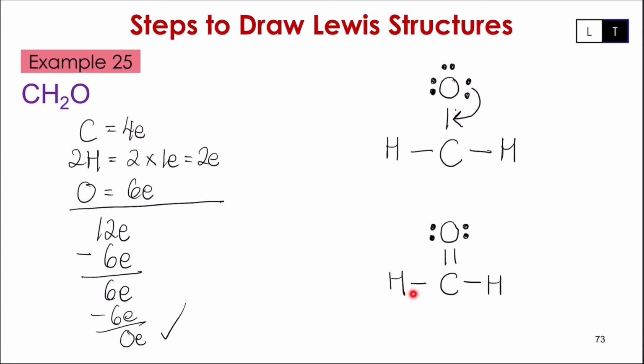So, as you see here, hydrogen has 2 electrons, already a duplet. Oxygen has 2, 4, 6, 8, so octet. Carbon has 2, 4, 6, 8. So carbon is also an octet. So this drawing is now complete. This one is the correct Lewis structure for CH2O.